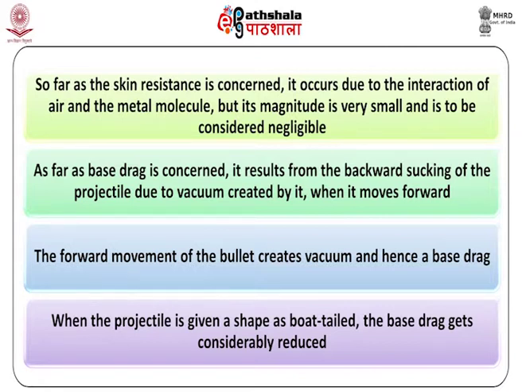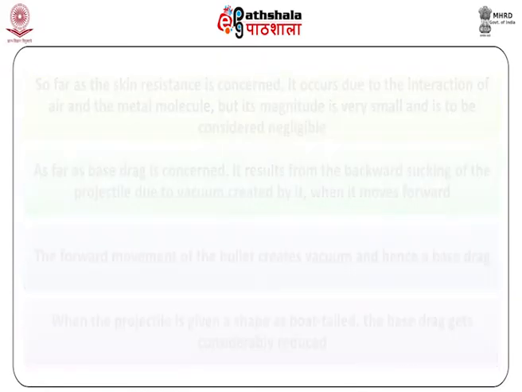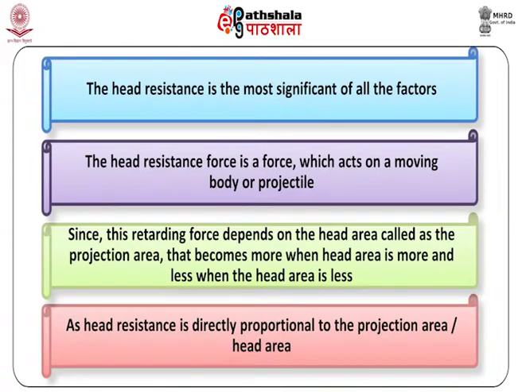As far as base drag is concerned, it results from the backward sucking of the projectile due to vacuum created by it when it moves forward. The forward movement of the bullet creates vacuum and hence a base drag. When the projectile is given a shape as boat tail, the base drag gets considerably reduced. The head resistance is the most significant of all the factors.